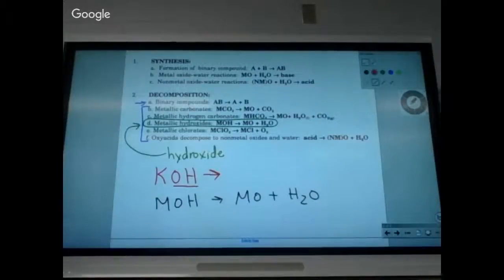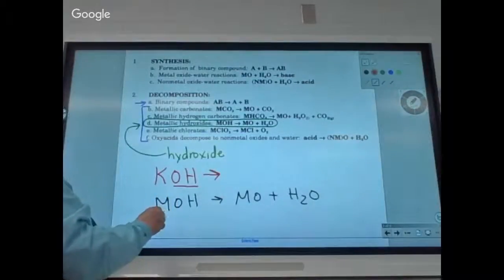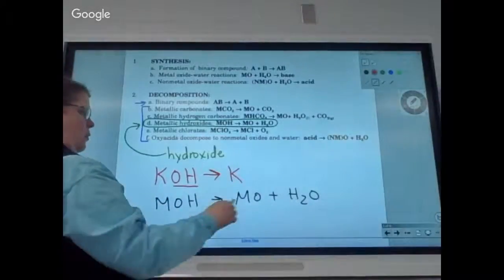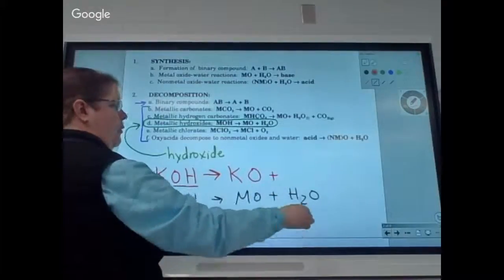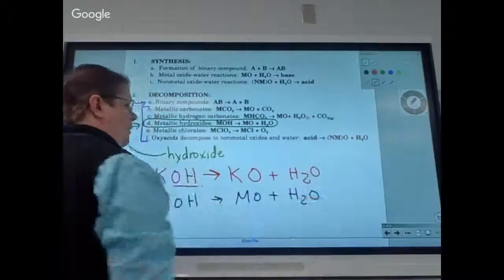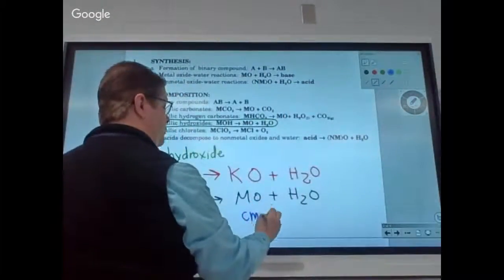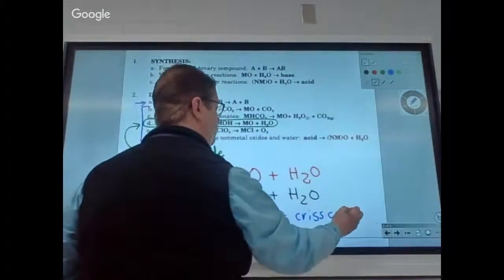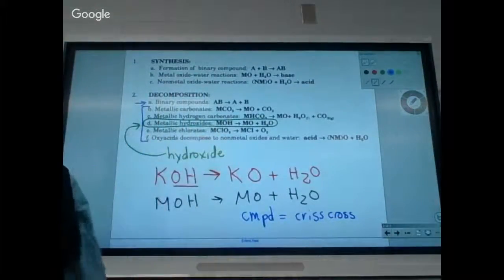Okay. So, what goes in the place of M? I heard it. Okay, K. So we write K in the place of M. What goes where O is? O. And plus, what do we have right here? We just got to write water. Now, since this is a compound, we have to crisscross. Since MO is a compound, you have to crisscross.